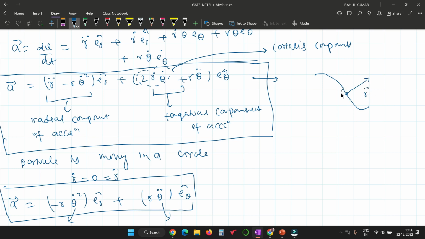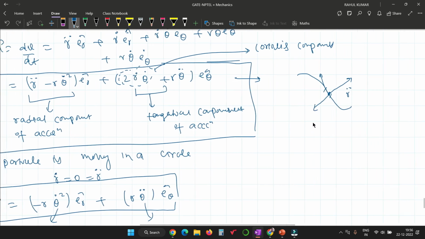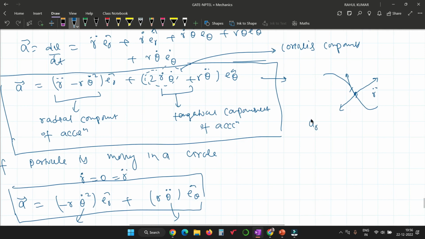Suppose the particle is moving along this curvature, then definitely there will be a centripetal component, or you can say radial component. So what is the net acceleration? Definitely r double dot minus what? You always study r omega square, so r theta dot square.